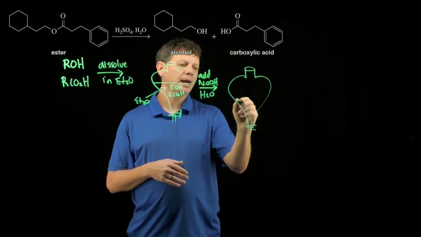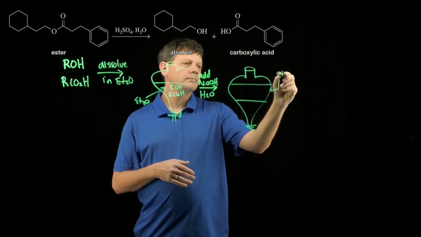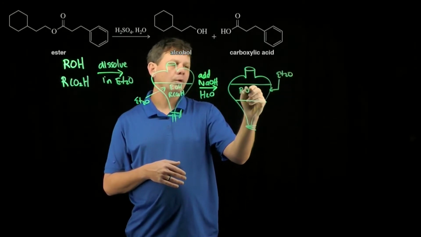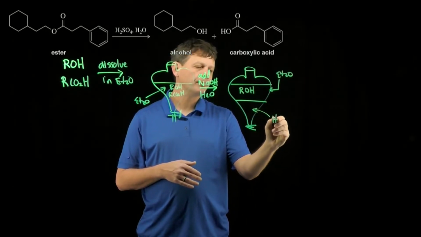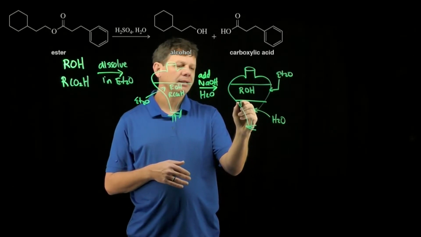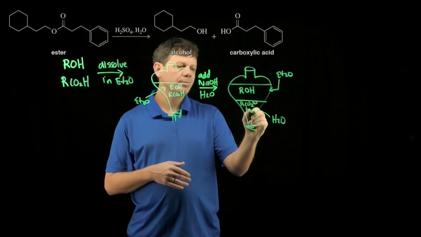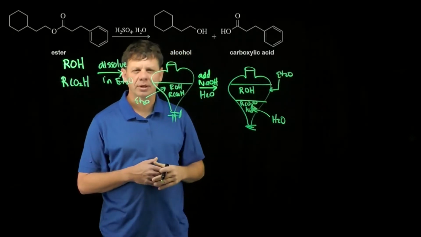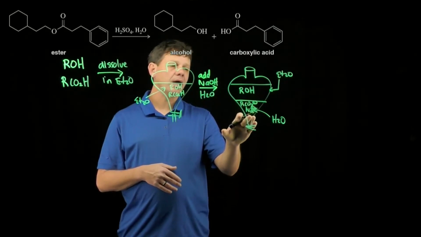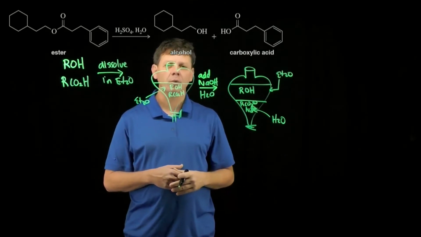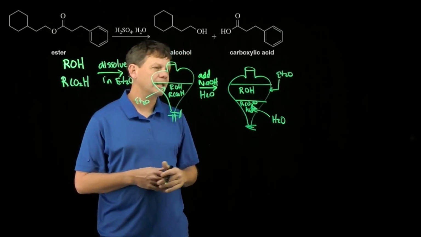And so what we'll end up having is an ether layer up top that should have only our neutral alcohol, and a water layer at the bottom that is going to have only our carboxylate ion. So we've deprotonated, and so we'll show that as the sodium carboxylate. Not super clear there, but we've got the ionic carboxylate dissolved in water, the neutral alcohol dissolved in ether.